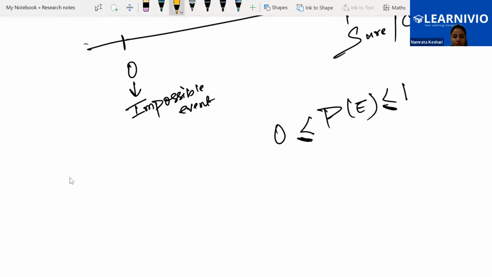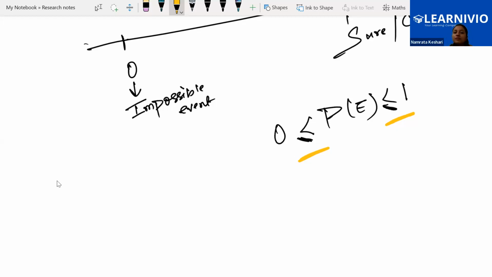This is how we can use this inequality sign to represent the statement that probability of any event will always lie between 0 to 1. It can be 0, that's why one equal sign I have also given. It can be 1 also. 1 means sure event, certain event. It can be 0, it can be 1, or it can be in between 0 to 1.